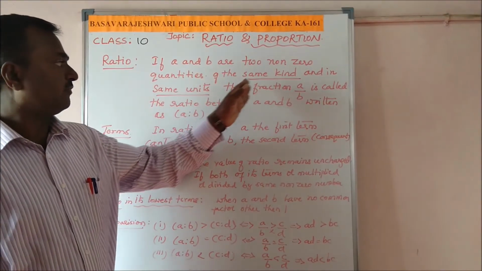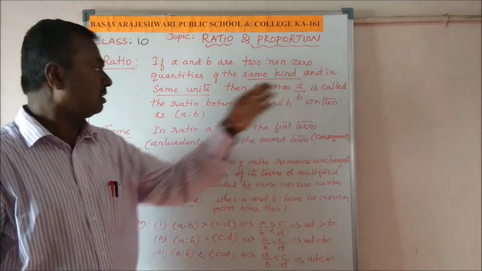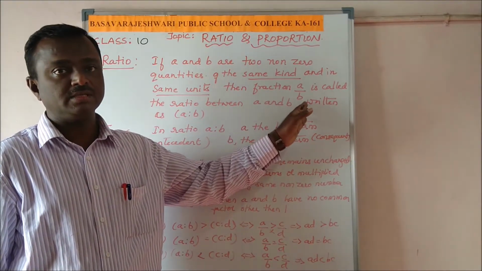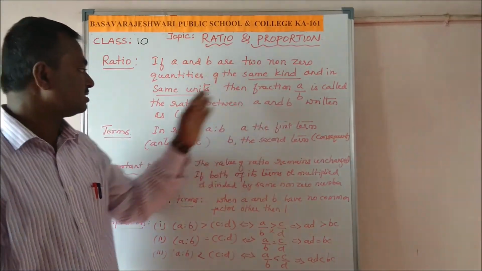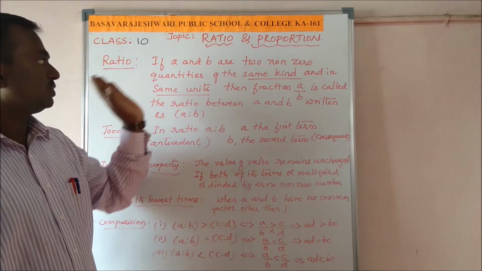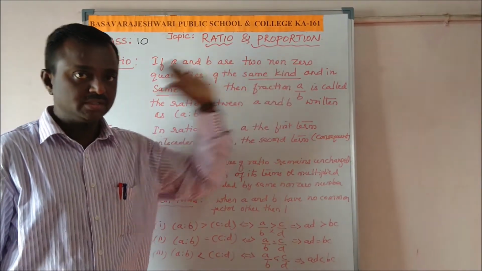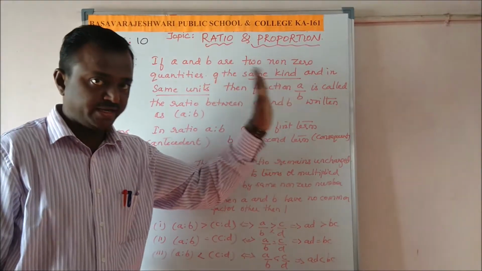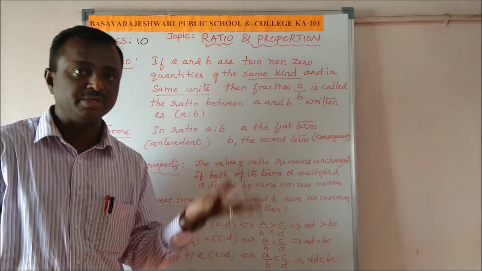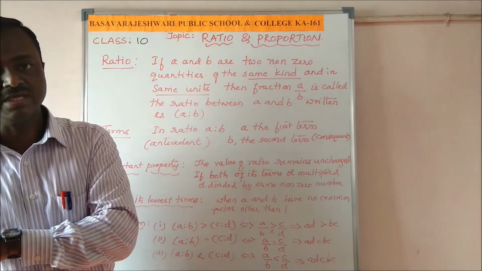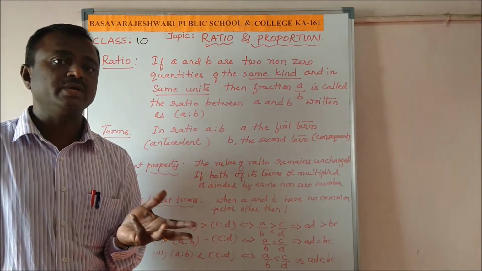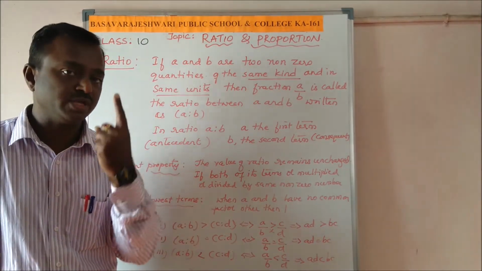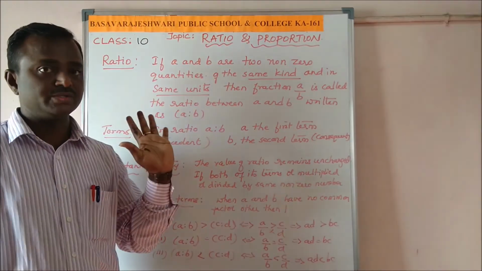So then the fraction A by B is called the ratio between A and B, written as A is to B. So if A and B are two non-zero quantities, they should not be equal to 0. They should have same kind. Suppose one is given in centimeters, one is given in meters, means they are not in same kind. You should convert either into centimeters or into meters. They should have same kind and same units.